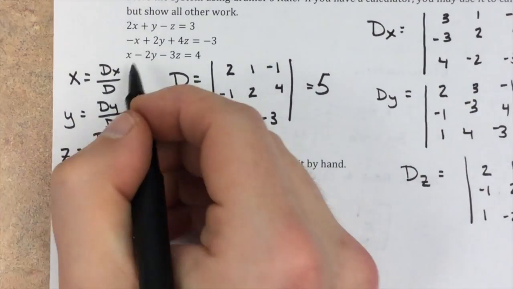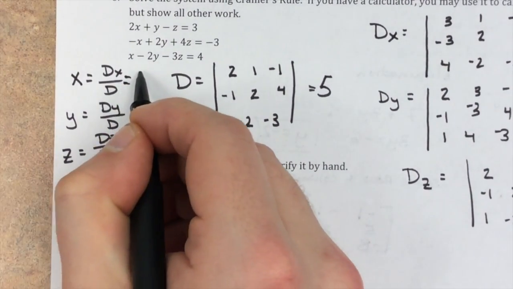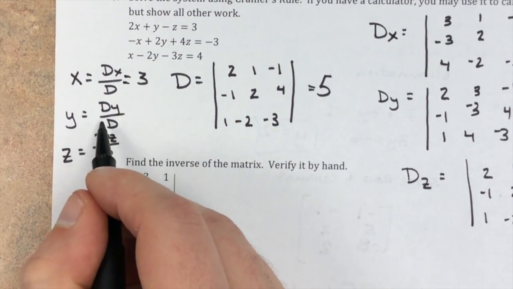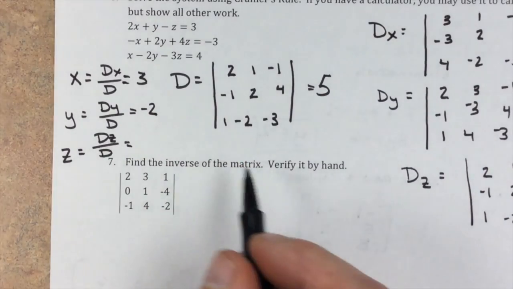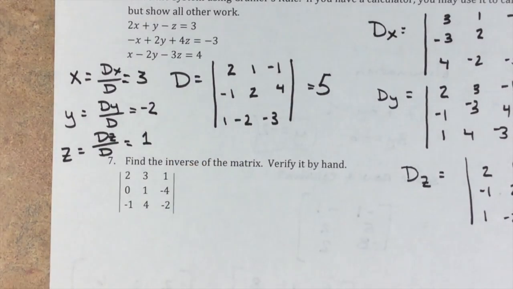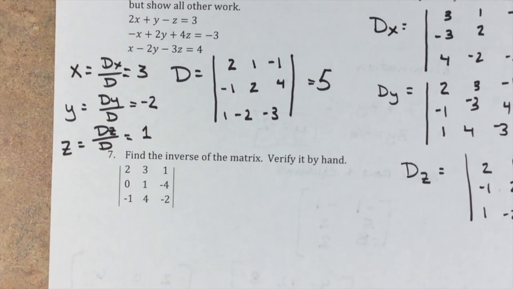That means x would be 15 over 5, so x is 3. Y would be -10 over 5, which is -2. And z would be 5 over 5, which is 1. So that's the type of work that I expect you guys to do for that type of problem.